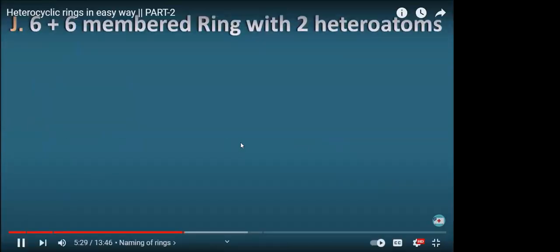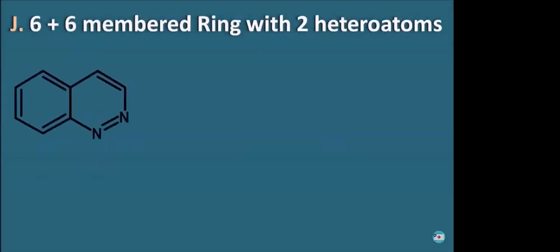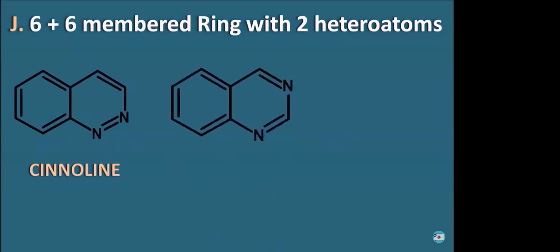Now the 6 plus 6 member ring system with two heteroatoms. So this is one of the ring systems. This is one ring where the nitrogens are present at the first and second position. This ring is commonly known as cinnoline. And the nitrogens can also be present at the first and third position. Then the name of this ring can be derived from the base name quinoline.